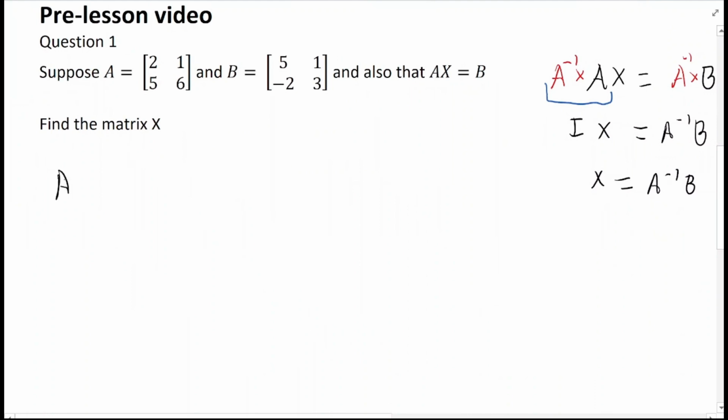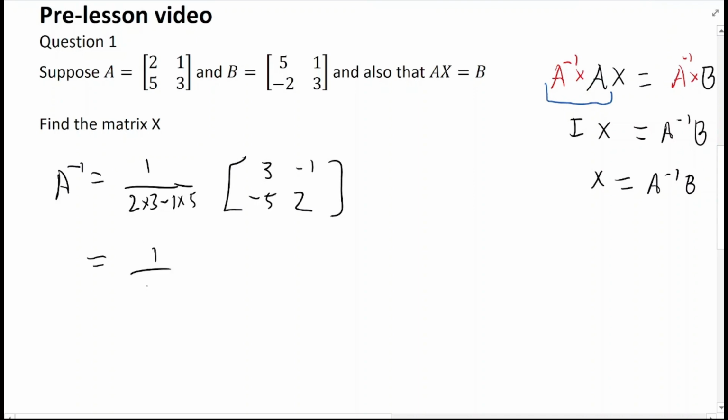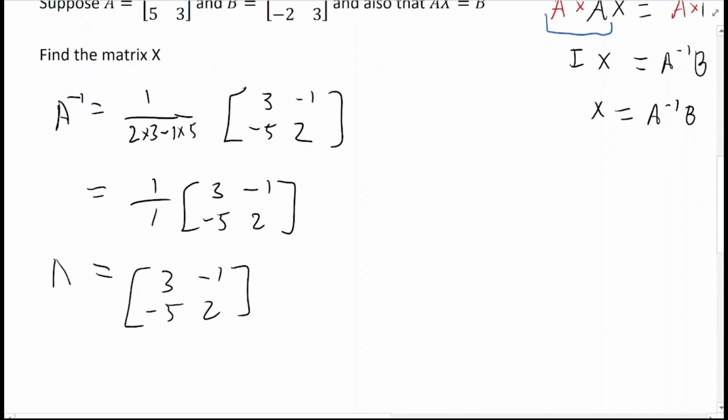So first step, we'll work out A inverse, and that's going to be 1 over the determinant of A. Sorry, that needs to be a 3, not a 6, my bad. 2 times 3, take 1 times 5. And then we're going to swap those numbers 3, 2 and negate the numbers -1, -5, just like that. The determinant actually ends up being 1, so this ends up being a really nice inverse. It literally just ends up being 3, -1, -5, and 2. That is our inverse of A there.